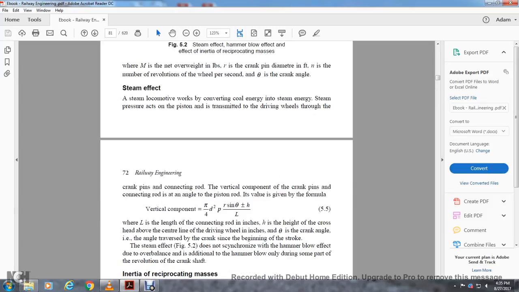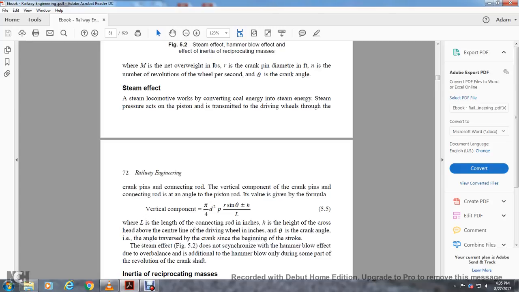The steam effect: the locomotive works by converting coal energy into steam energy. The steam pressure acts on the piston, and is transmitted to the driving wheel through the crank pins and connecting rod. The vertical component depends on the crank pin, connecting rod angle, and piston rod, given by the formula: the vertical component equals pi over 4 d squared p times R sin theta plus or minus H over L, where L is the length of the connecting rod in inches, H is the height of the crosshead above the center line of the driving wheels in inches, and theta is the crank angle, the angle traversed by the crank since the beginning of the stroke.